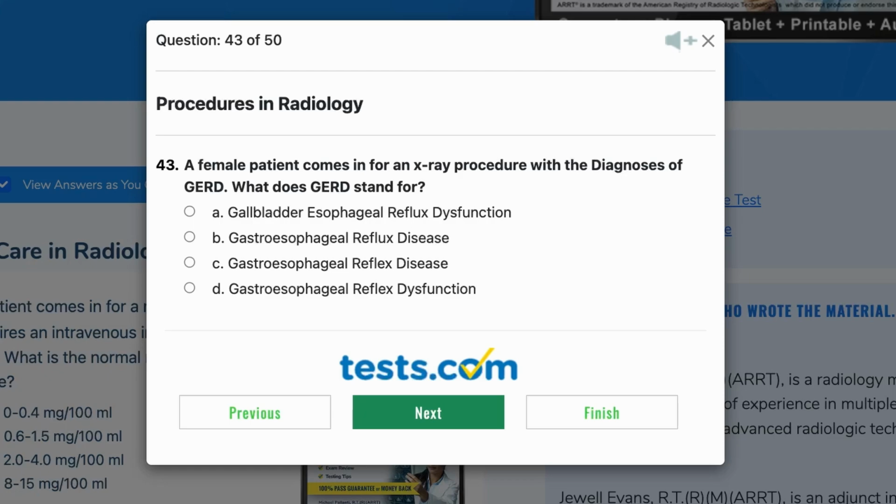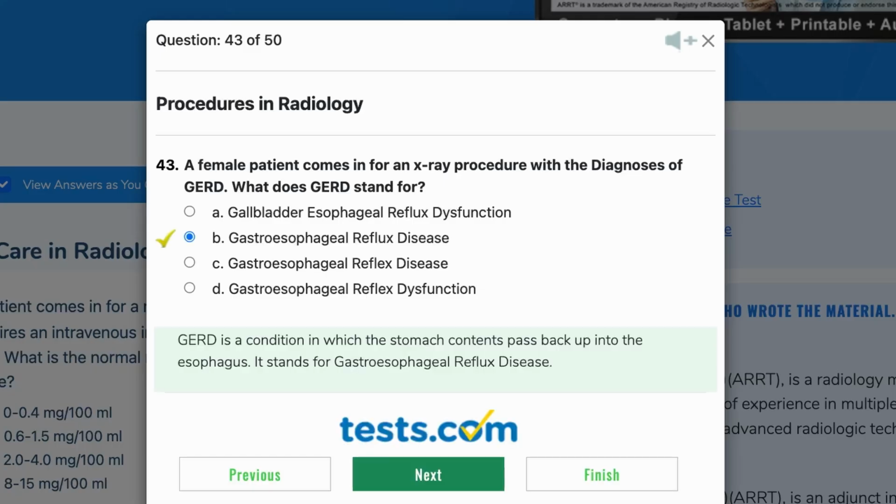Question 43. A female patient comes in for an X-ray procedure with the diagnosis of GERD. What does GERD stand for? A. Gallbladder esophageal reflux dysfunction. B. Gastroesophageal reflux disease. C. Gastroesophageal reflex disease. D. Gastroesophageal reflex dysfunction. B. Gastroesophageal reflux disease. GERD is a condition in which the stomach contents pass back up into the esophagus. It stands for gastroesophageal reflux disease.